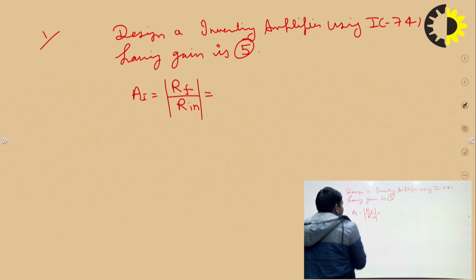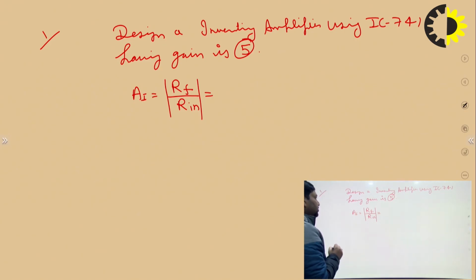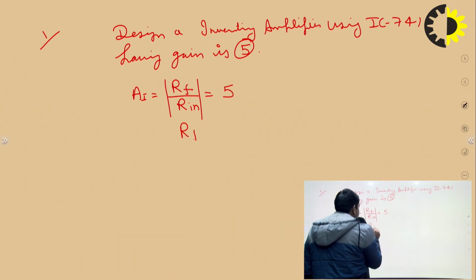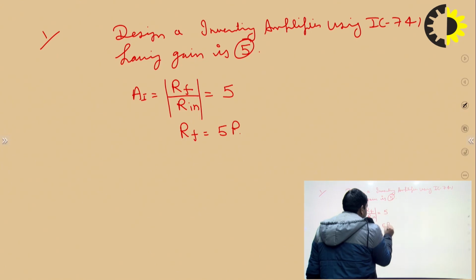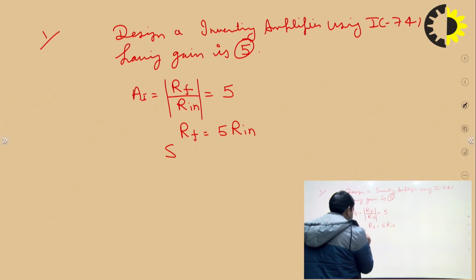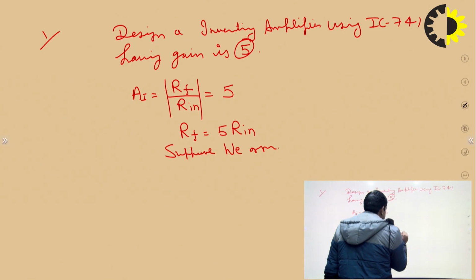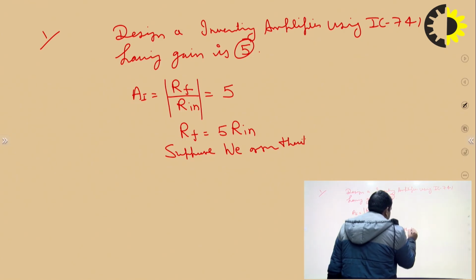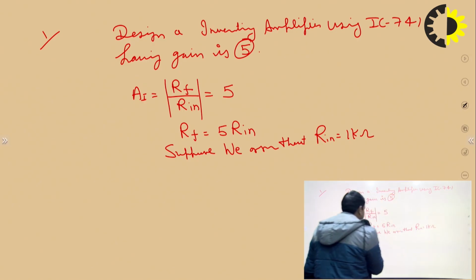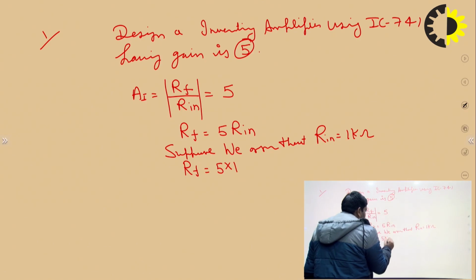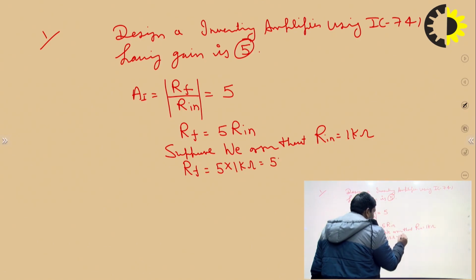Inverting amplifier gain is represented by the feedback resistance upon the input resistance, which is equal to 5. That means the feedback resistance is equal to 5 times R in. Suppose we have to calculate, and we assume that R in is equal to 1 kilo ohm. So the feedback resistance value is 5 times 1 kilo ohm, which is 5 kilo ohm.